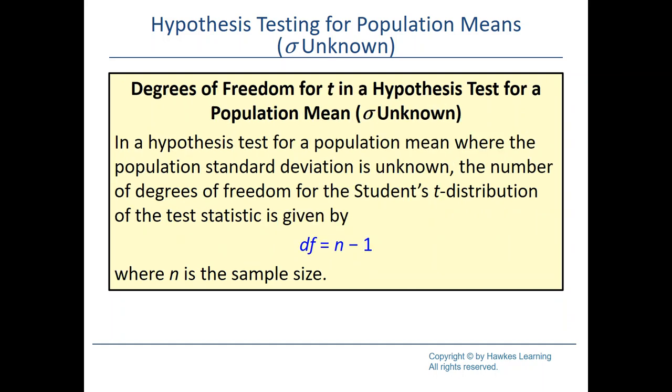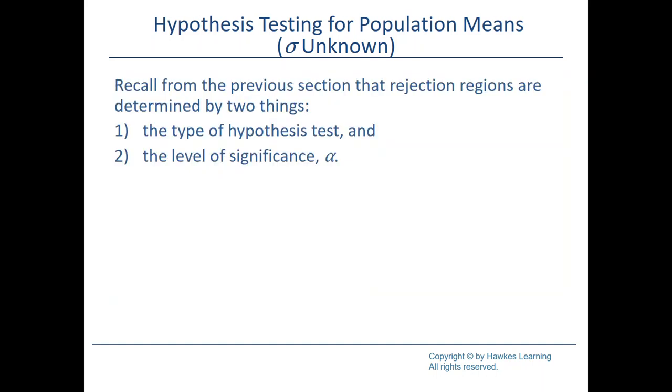Now, because we are using T values, remind yourself that in order to get your critical value of T, you are going to need to know what your degrees of freedom are, so we can get our test statistic itself. Okay, so recall a couple of things that we've done previously: there's the type of hypothesis test you're running and the level of significance.